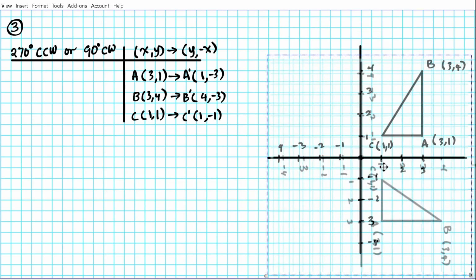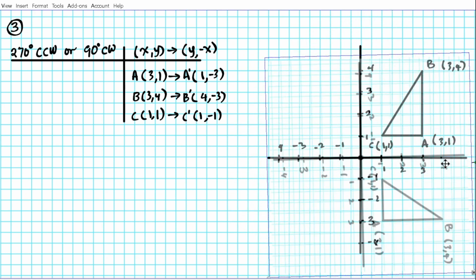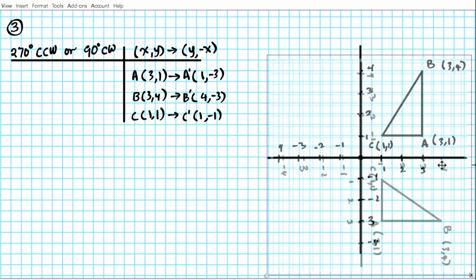Okay, and if we wanted to do 270 degrees counterclockwise rotation, is going to take us to exactly the same spot. That's a 270 degrees counterclockwise rotation. All right, so let's keep that in mind.